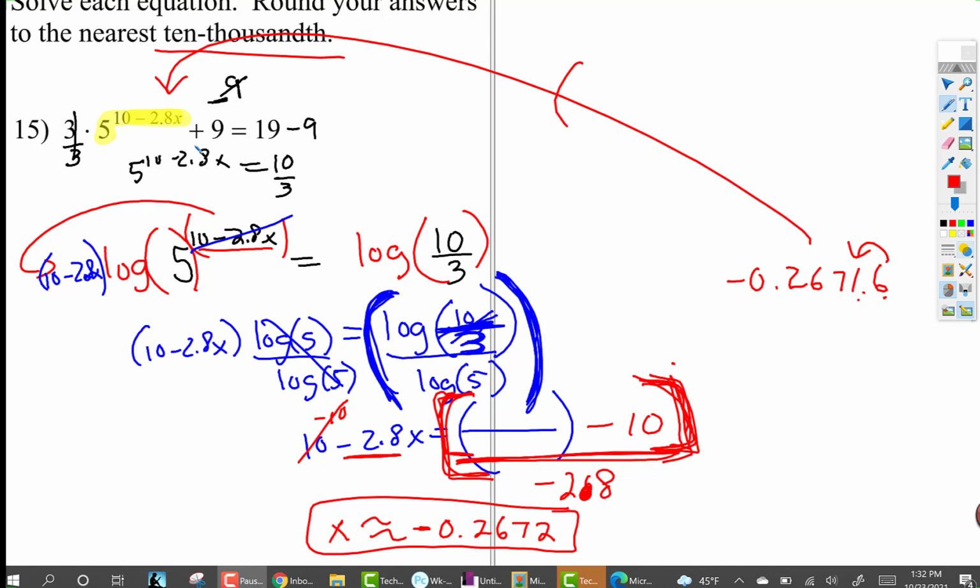All right, that is it for this one. Solving exponential equations, when you have to take the inverse property. So we solved exponentials by taking the log of both sides.